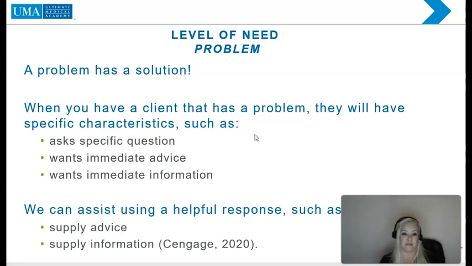They may ask specific questions. They may want immediate advice. They may want immediate information about whatever their concerns or their problem might be. So how can we assist in using a helpful response? We would always supply the advice. So if they're looking for advice, we're going to supply that or put them in touch with someone who can supply that advice. And then supply information.